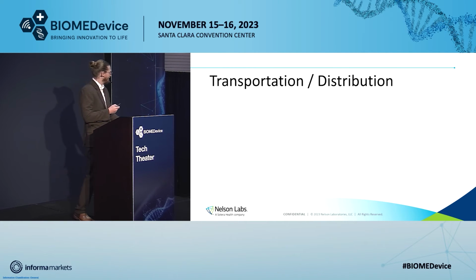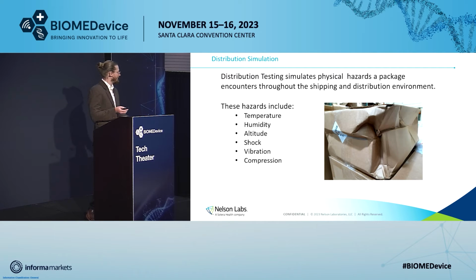Transportation and distribution. These are simulating the actual physical hazards that your shipper box would encounter as it's going through its normal routine distribution, and it's just bringing it into a lab environment. So temperature, humidity, altitude, shock, vibration, compression, these are all things your package might experience, and it needs to survive all of them as it goes through the process. Is that box on the right, did it pass?